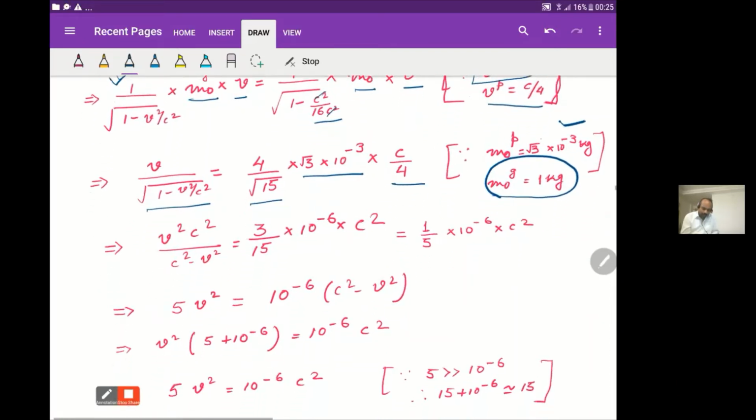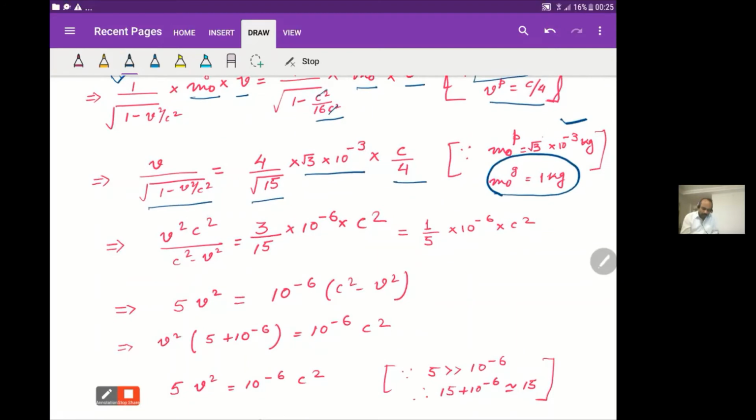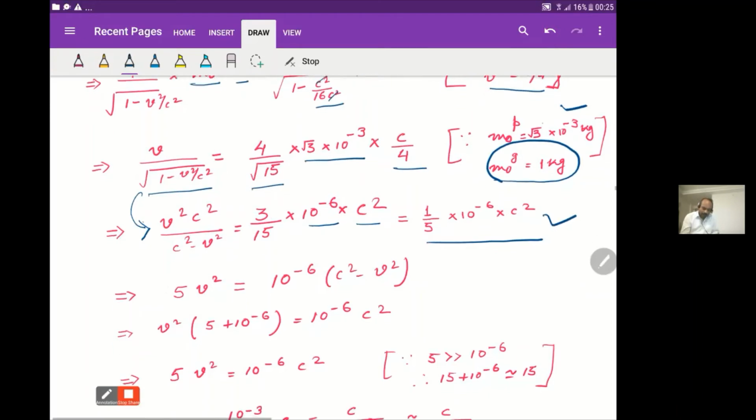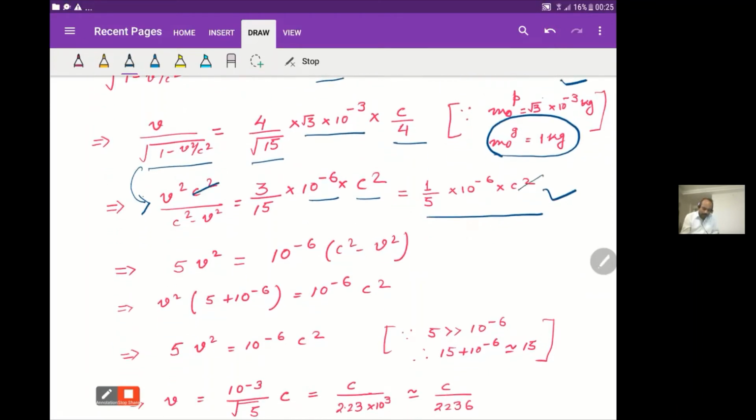That gives us, if we do the simplification, v square c square divided by c square minus v square, which is equal to 3 by 15 times 10 to the power minus 6 times c square, because we have taken the square of both sides. That is equal to 1 by 5 times 10 to the power minus 6 times c square. So c square will cancel out.